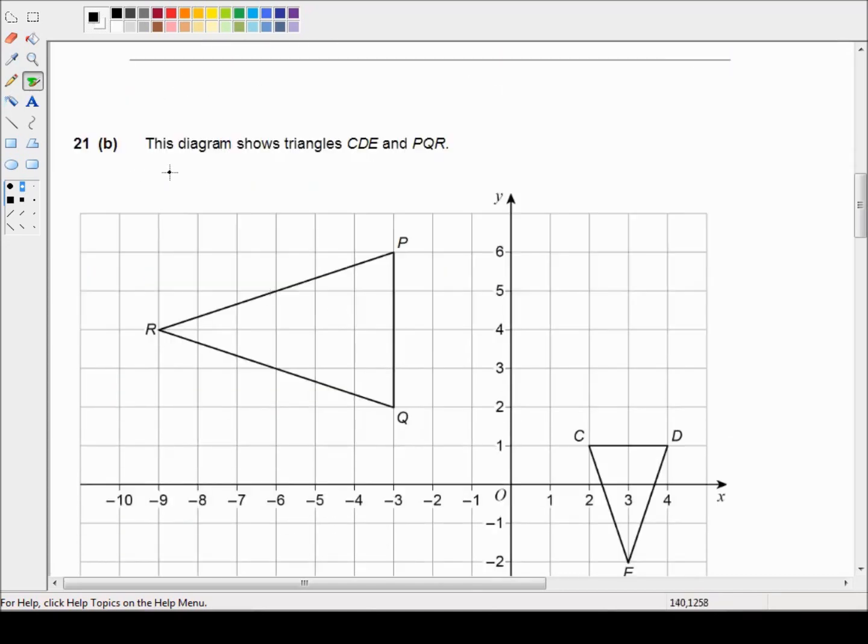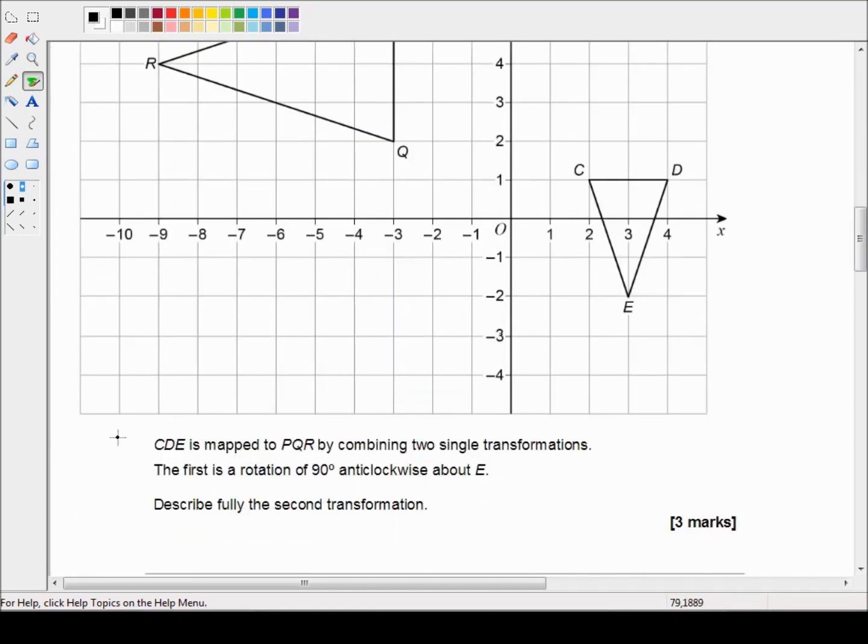Okay, 21B says the diagram shows triangles CDE and PQR. CDE is mapped to PQR by combining two single transformations. The first is a rotation of 90 degrees anticlockwise about E. Describe fully the second transformation.